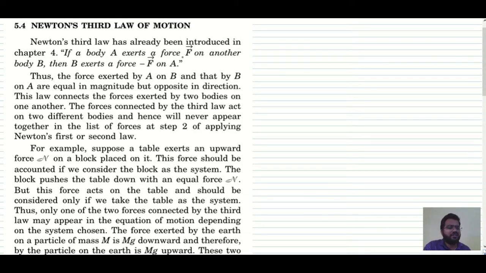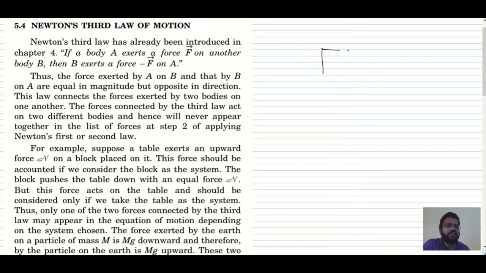So let's have a detailed analysis of Newton's third law of motion. And what is Newton's third law? It is that every action has an equal and opposite reaction, right? Newton's third law has already been introduced in chapter 4, and that is: if a body A exerts a force F bar on another body B, then body B exerts a force minus F bar on A.